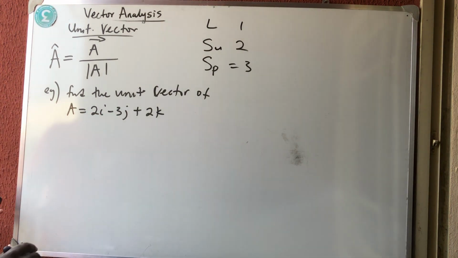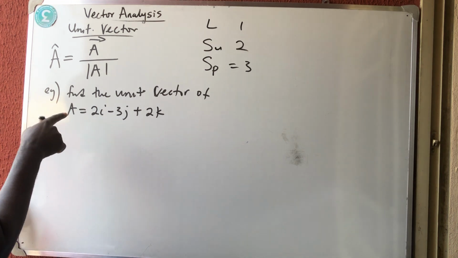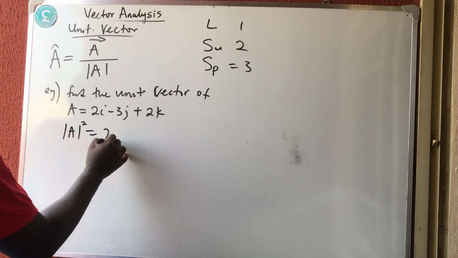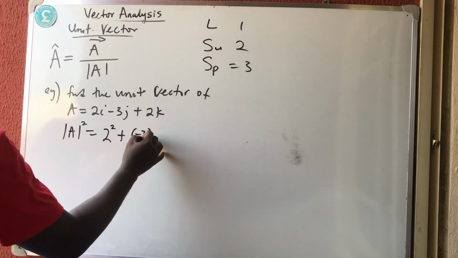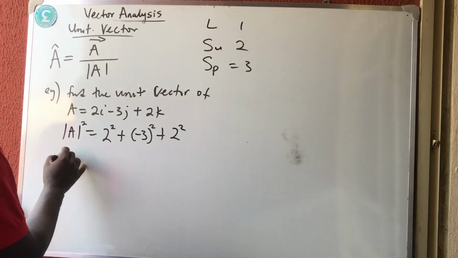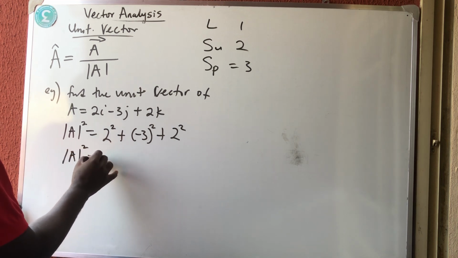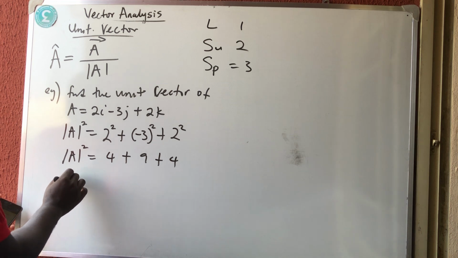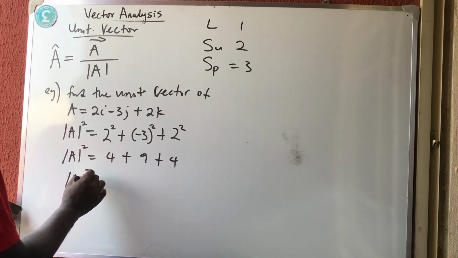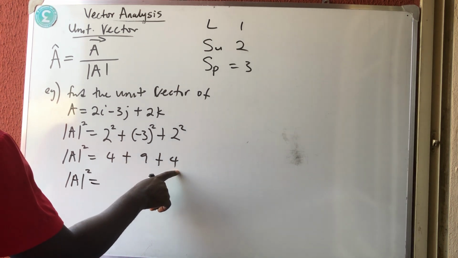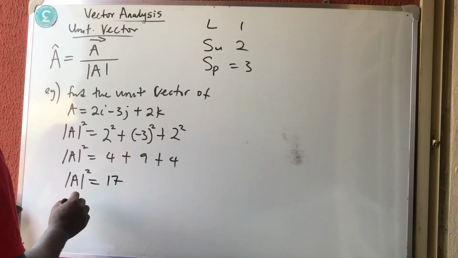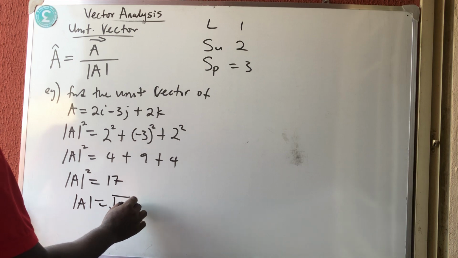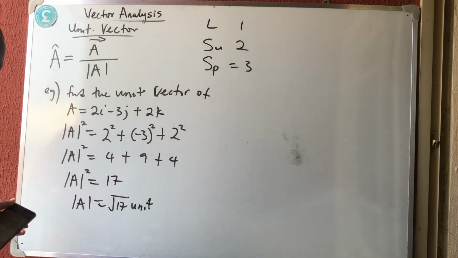So what do we do now? The first thing to get is the magnitude. The magnitude squared is 2 squared plus minus 3 squared plus another 2 squared. So A squared is equal to 4 plus 9 plus another 4. The magnitude of A squared is 4 plus 4, 8, plus 9 is 17. So the magnitude of A is the square root of 17 units. This is the magnitude.